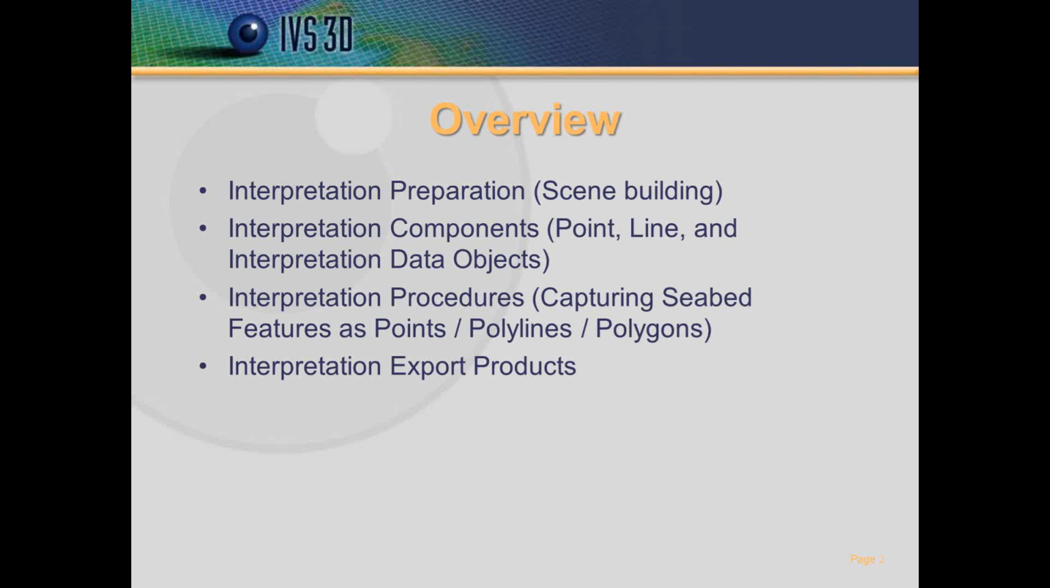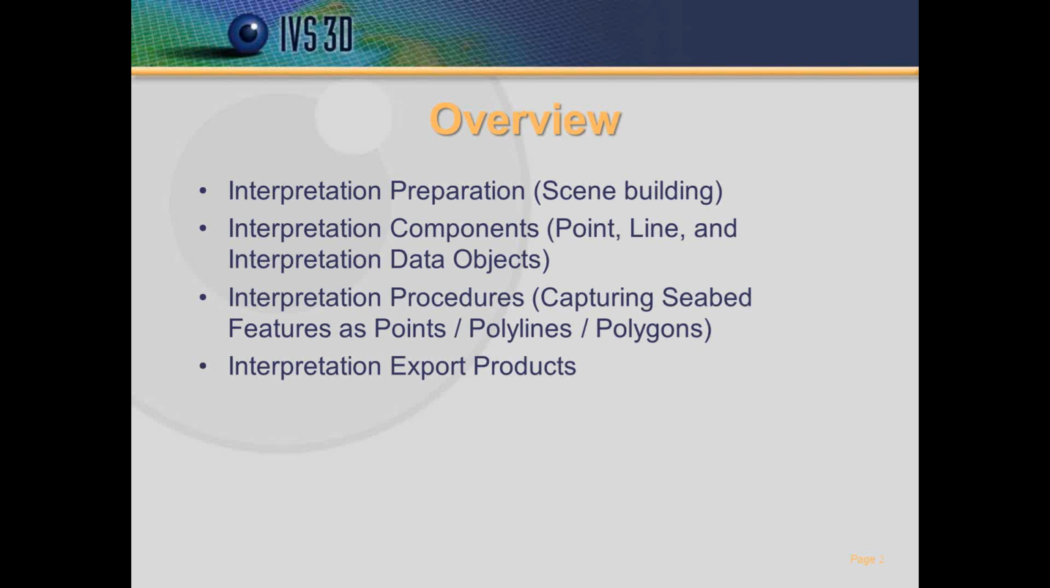Then we'll take a look at interpretation components, the data objects that go into building an interpretation. Those are essentially point, line, and interpretation data objects. Then we'll take a look at the interpretation procedures, how you go about capturing Seabed features as points, polylines, and polygons. And then we'll look at some of the interpretation deliverables or export products that you can get from each of the data objects and how those link into eventually the ARC world.